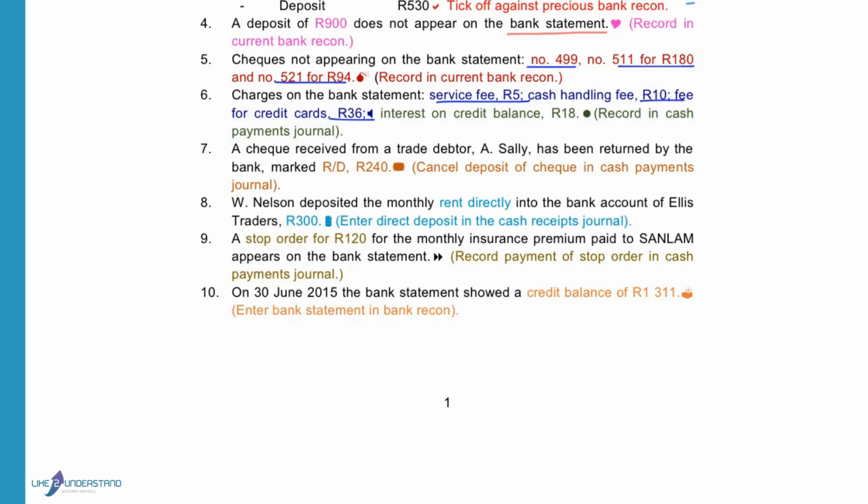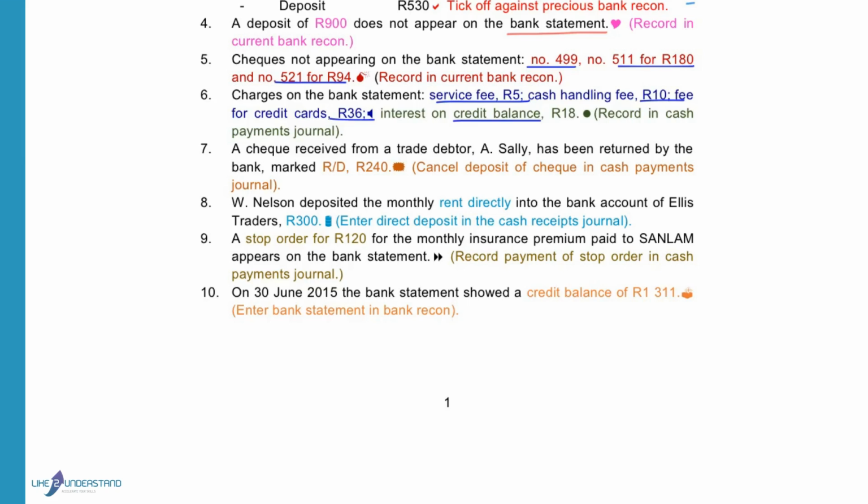Then there's an interest on a credit balance. Interest is always shown separately. It's not added to bank charges. So if we look at the interest, you must make sure that you understand exactly what this interest means.